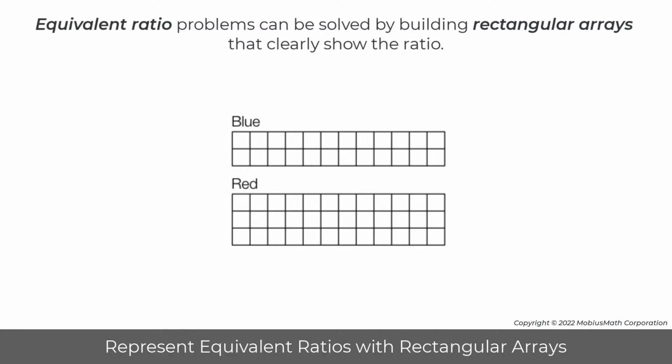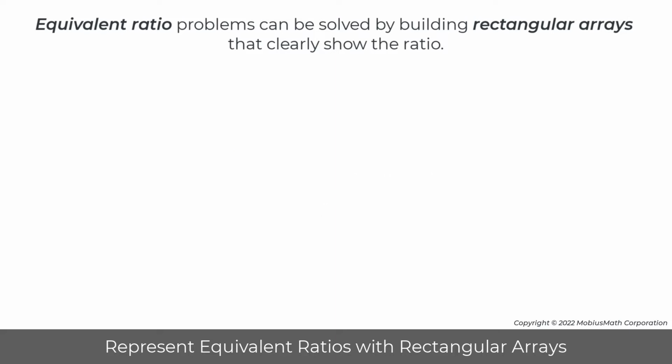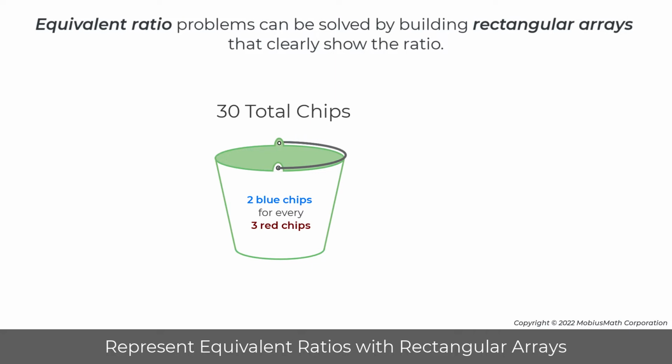Equivalent ratio problems can be solved by building rectangular arrays that clearly show the ratio. For example, in a bucket, there is a ratio of 2 blue chips for every 3 red chips. There is a total of 30 chips in the bucket.